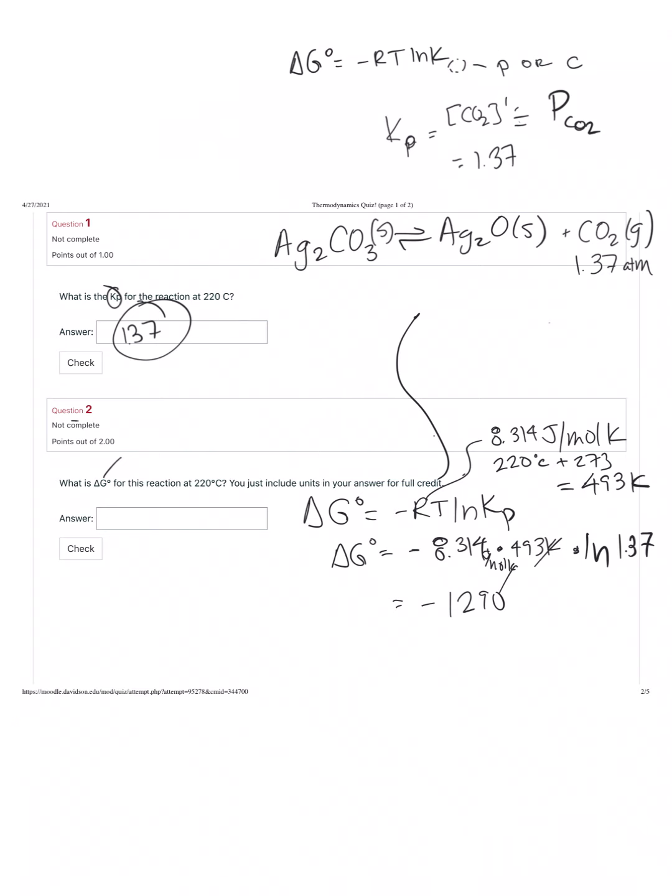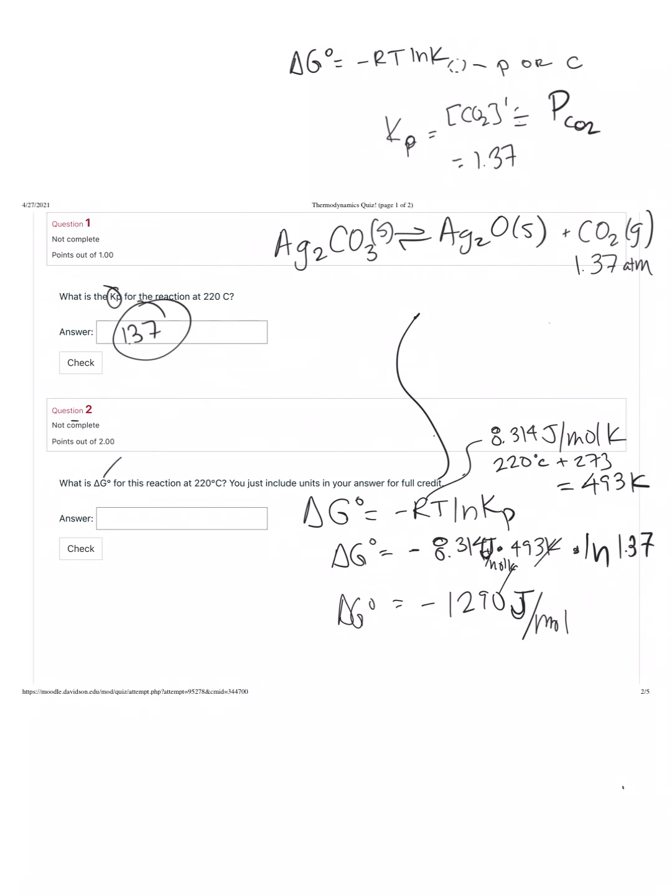1290. I stop here because the biggest thing I saw on the quizzes was confusion with units. If you just submit 1290, you are going to get points off because I don't know 1290 what. Looking at our units, we've got a joule from our R, and a per mole because we didn't multiply by any moles. So our delta G naught is going to be negative 1290 joules per mole.